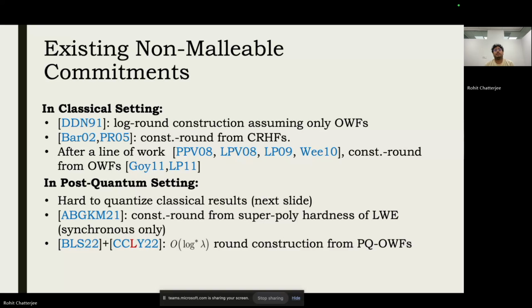Well, I was going to ask whether the non-malleable commitments by themselves do not imply OT, right? Correct, that is definitely true. You need something extra. Okay.